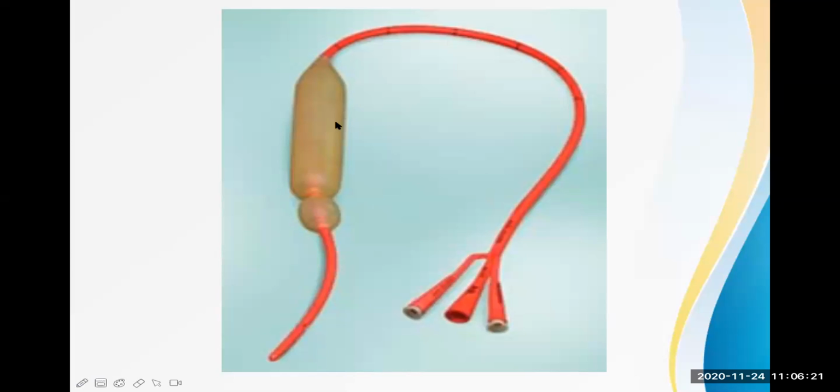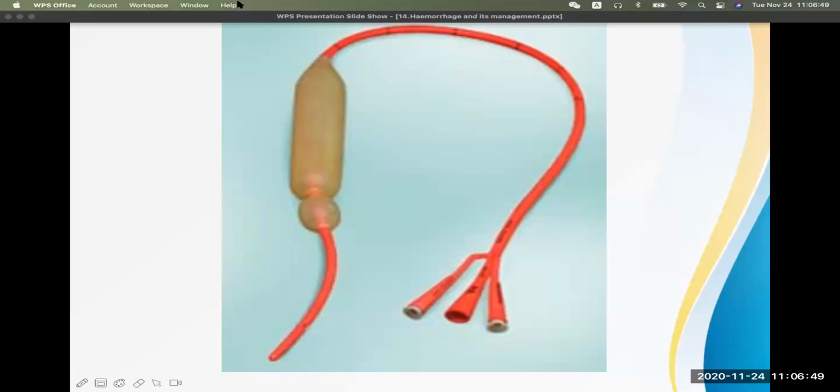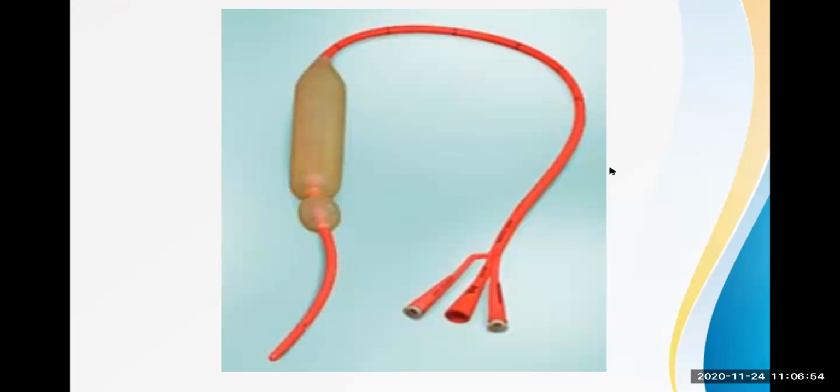This balloon. There is another small balloon there. Then there are some holes present here, and these are the different channels. This is known as the Sengstaken Blakemore tube. The Sengstaken Blakemore tube is very commonly used in the management of esophageal varices bleeding. This applies pressure, a tamponade, on those bleeding vessels. So let me write the name of this structure here.